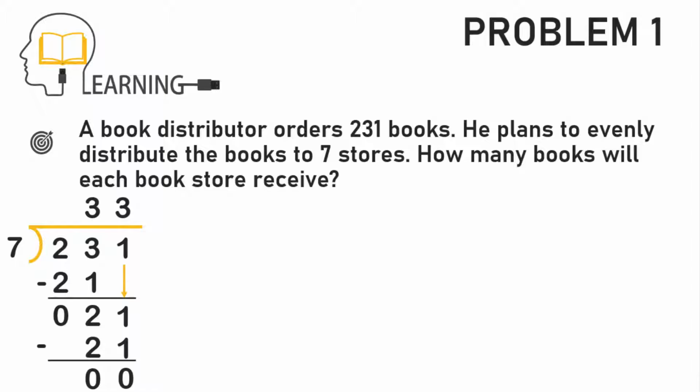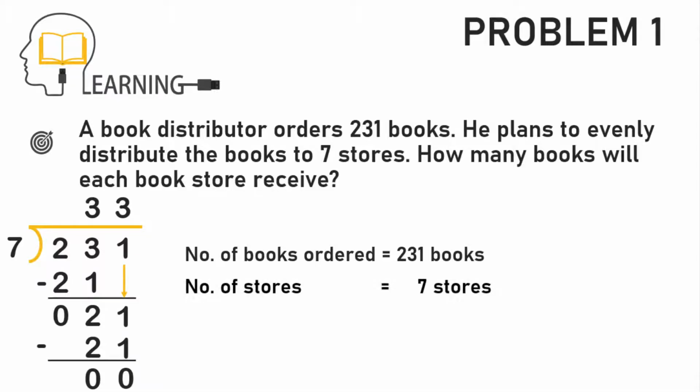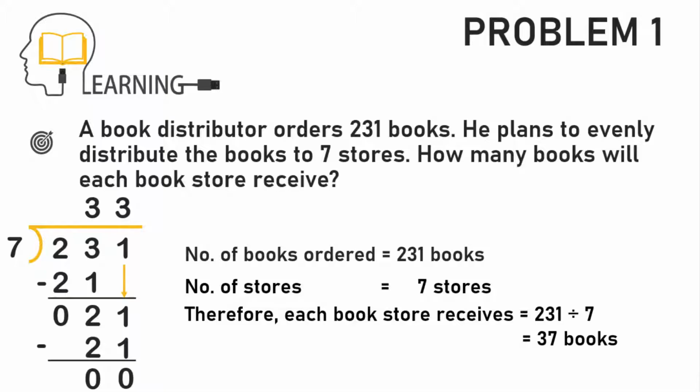So let us look at how to construct our statements. So at first you see number of books ordered equals 231 books. Now the second statement, which is our second given data, is the number of stores, which is equal to 7 stores. So the last closing statement is nothing but the question asked. So the number of books each bookstore receives is 231 divided by 7, which is equal to 33 books. So this is how your solution will look.